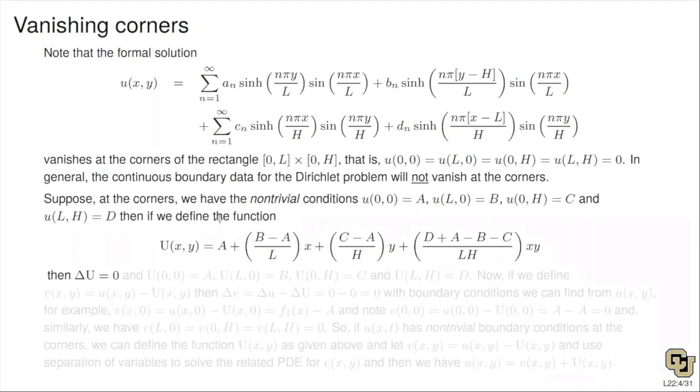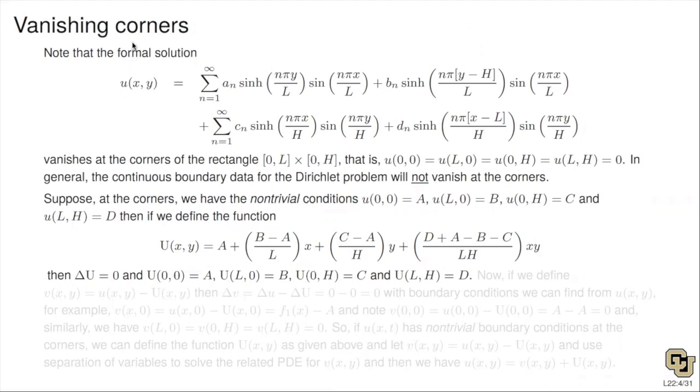Here, A, B, C, and D are the data that we have on our corners, where I'm assuming it's not 0. So here's some corner data that's not 0. And so those are the letters that are showing up here. L and H are from the boundary for the domain. So we can show the Laplacian of capital U of this plane is 0. And if you evaluate the plane at the corners, we get the boundary data that we're looking for. So at the corners, this equation of the plane matches our boundary data.